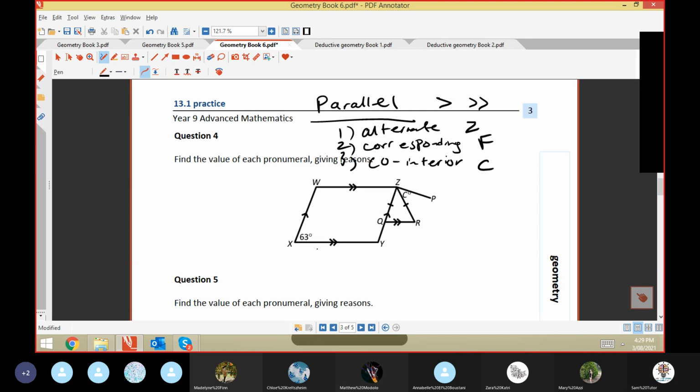All right. 63. If we're trying to find C, that's where we've got to get up to. We're all the way here at 63. What letter can you see? You have to use parallel lines. Can you find any particular angle? Can you find XWZ, or maybe even WZY? Up to you. WZY. Do you have a reason for what WZY is going to equal? This one here, what would it equal to?